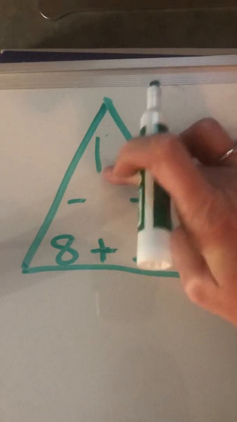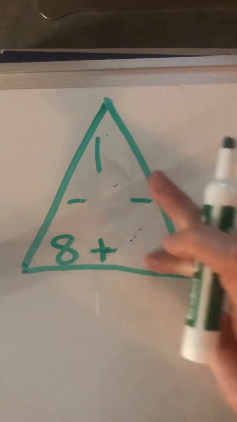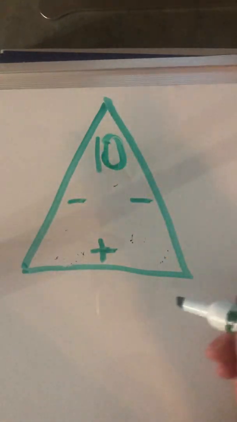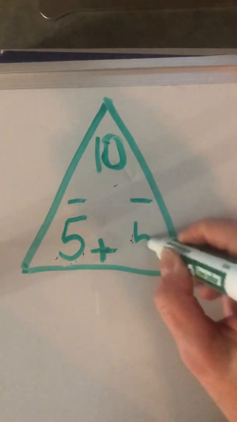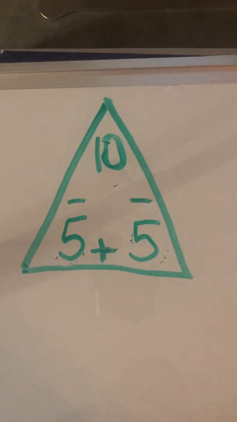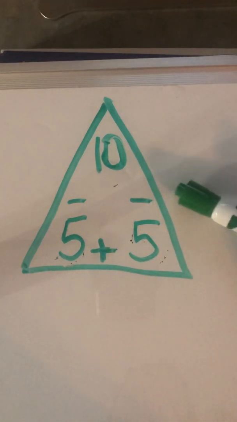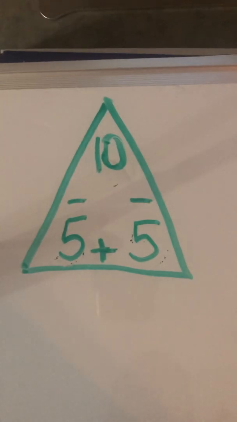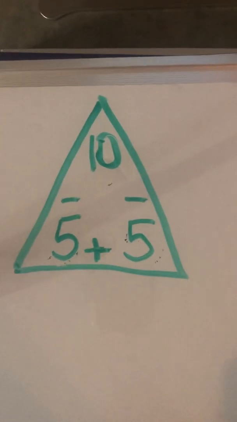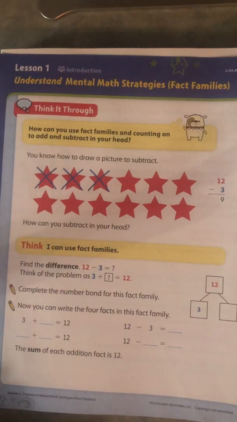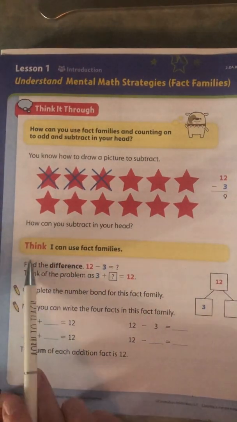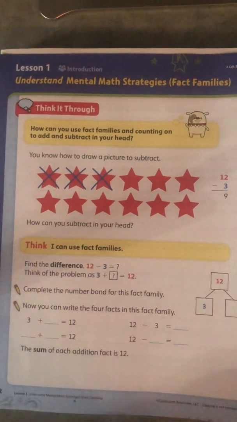Perhaps instead of 11, I could have 10 and 5 and 5. That could be having 2 numbers. 5 and 5 is 10. 10 minus 5 is 5. We would call that a doubles fact, wouldn't we? Yes. Okay, so how can you subtract in your head? Think. This is what we're going to think about. I can use fact families, just like we did this morning and just like I showed you on my triangle.